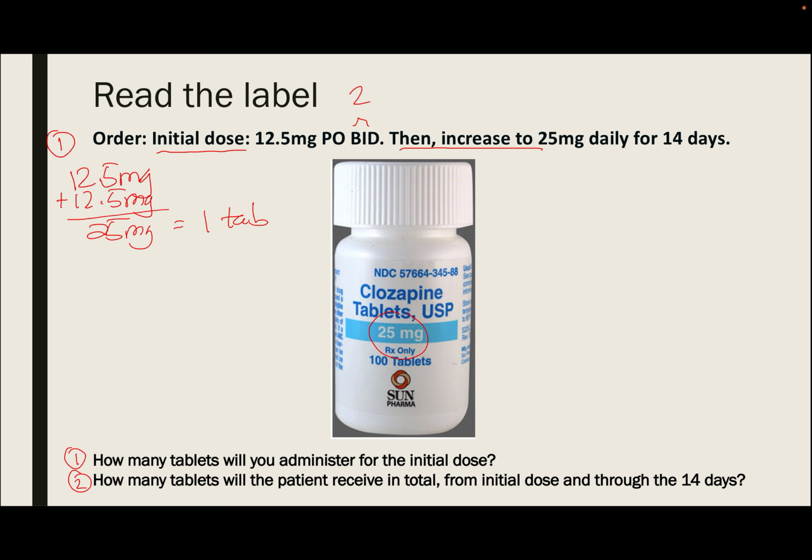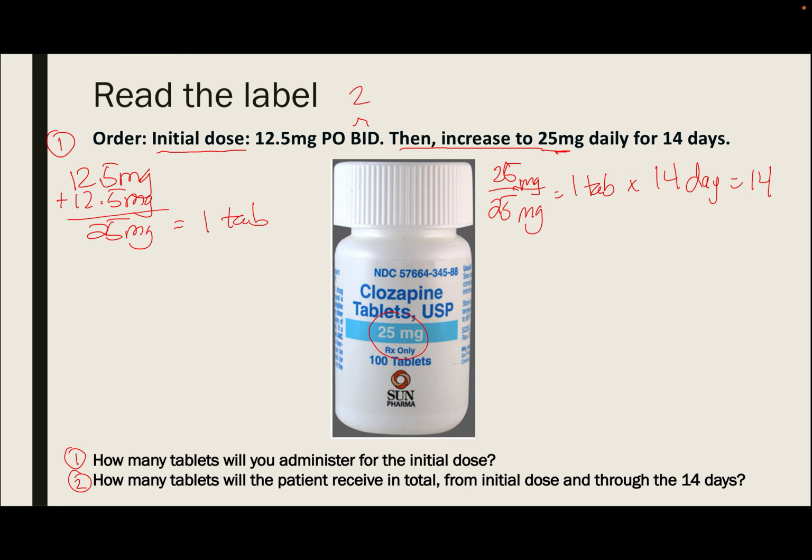So this means, here's my order here, 25 milligrams, and my available is 25 milligrams. If you want to see all the math worked out, here's what that would look like. Here's my order. Here's my available. Those are milligrams. Those are milligrams. That's going to give me 1 tab. So that means 1 tab every day for 14 days. So simple math here would be 1 tab for 14 days. It's going to give you 14 tabs.